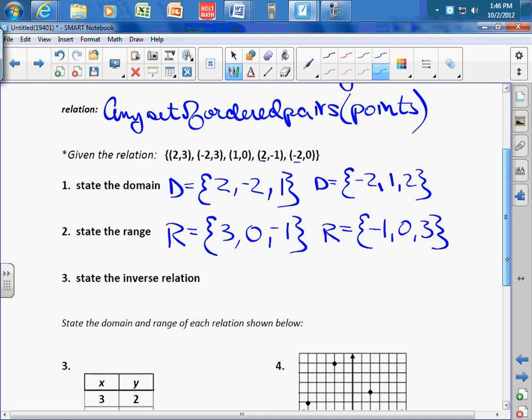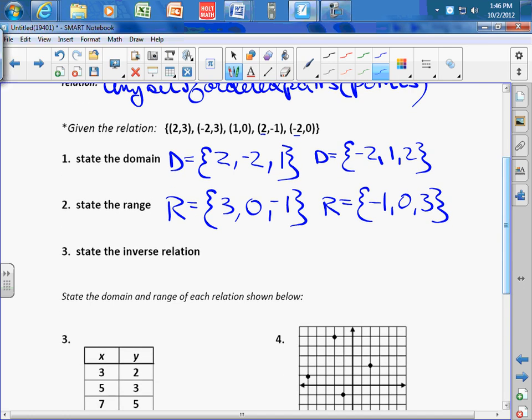The inverse of a relation is just listing the coordinates in reverse order.